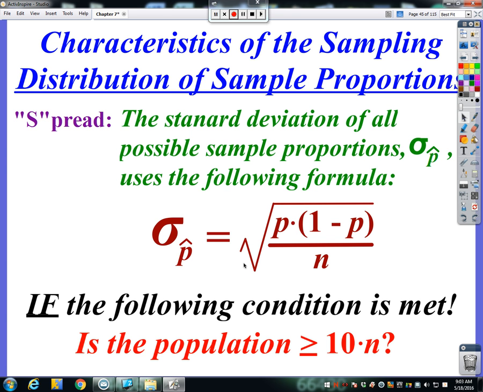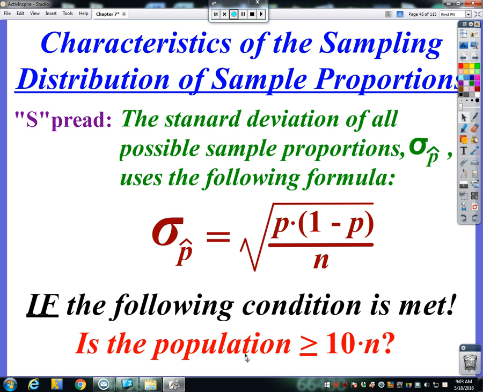Now, this also has a condition tied with it. Is the population at least 10 times our sample size? This is what's referred to as the independent condition, or you might see it in the book called the 10% condition. The truth is, we can't sample too much of our population, because then we're going to start to know more and more about our population, and at that point, we don't really need statistics to help estimate what the true value of the population is. So our sample size times 10 needs to be smaller than the size of the population.